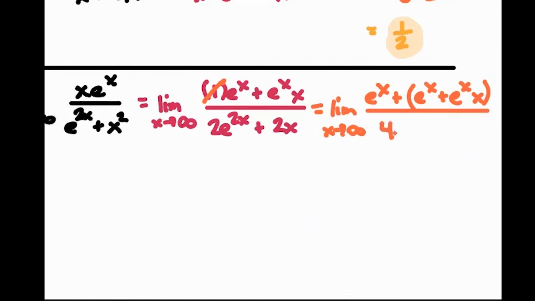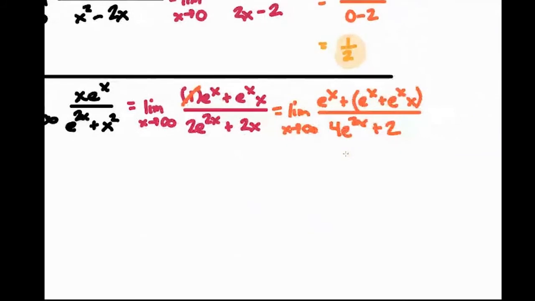In the bottom, we're going to have 4e to the 2x plus 2. But since we are going to infinity, I'm going to get rid of that 2. If you wanted, you could do L'Hopital's rule again, but that's basically meaningless. In the top, I'm going to divide by e to the x, and in the bottom, I'm going to divide by e to the x as well. You're going to be left with 2 plus x over 4e to the x.